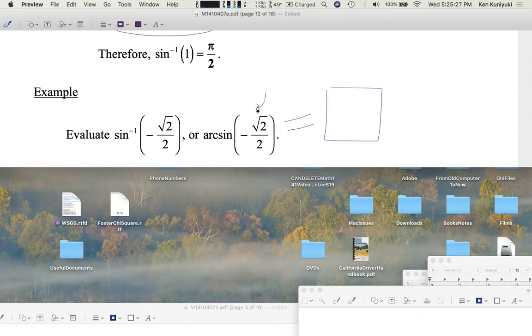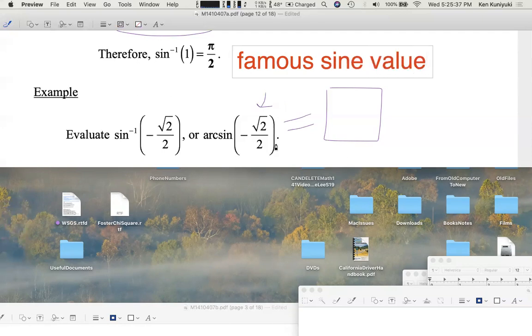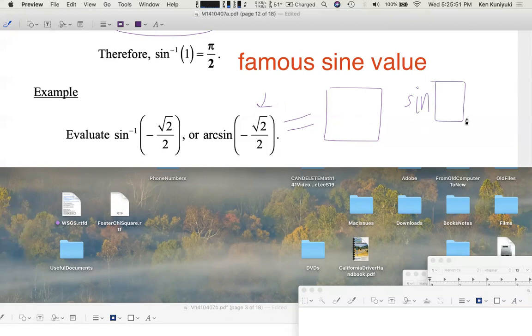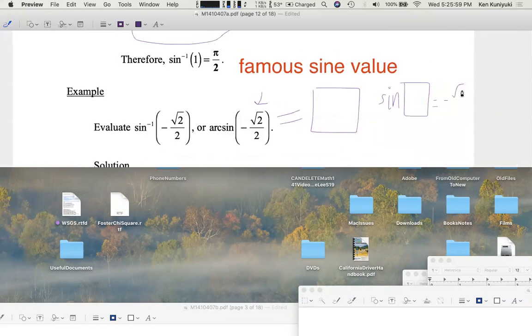First of all, you agree that negative root 2 over 2 is a sine value. In fact, it's a famous special sine value. It's not like negative 10 or something. So we will have an answer. It will not be undefined. So what we want then is an angle such that the sine of box, the answer, is negative root 2 over 2. You're looking for an angle whose sine value is negative root 2 over 2.